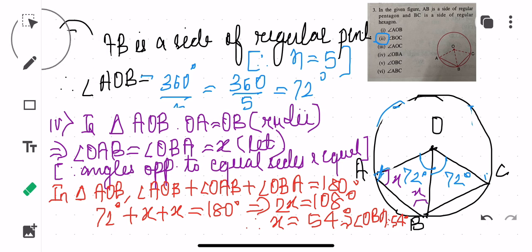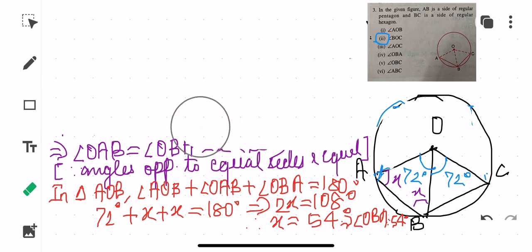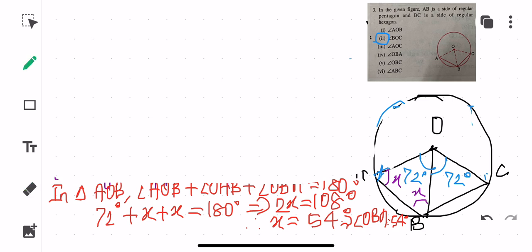Now we'll look into the next sub question. According to it, you need to find out OBC. Similar to the one we did in sub question 4, children, you can take sub question 5 as well. It's a very easy one. OB is equal to OC, so you take this as y and this as y. So y plus y plus 72 is 180, and then you can calculate that y will again be equal to 54 degrees on similar terms.